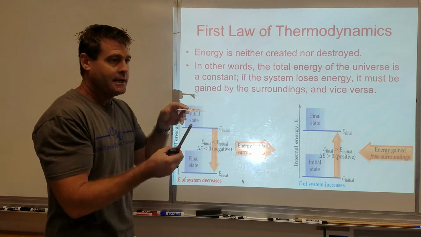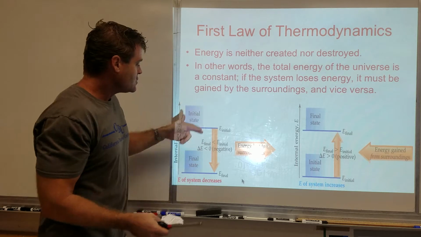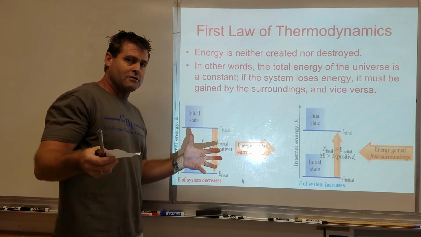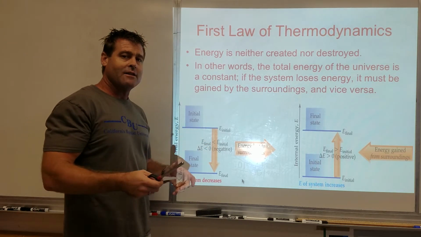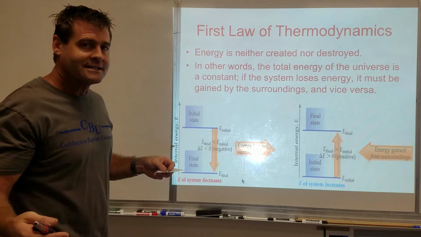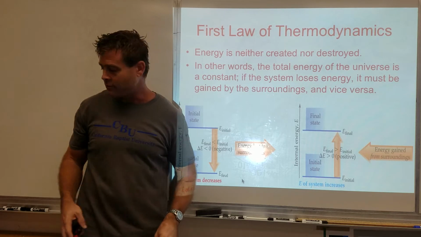What happened to some of that energy? It was given off in the form of light and heat. So the system lost energy because energy was released as heat, but the surroundings gained energy. If you add those together, it will always be constant. That's what we're saying is the first law of thermodynamics.